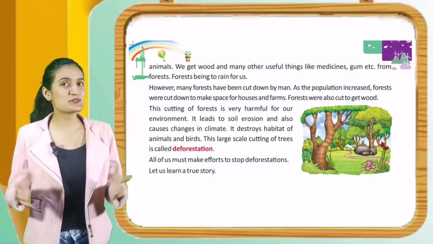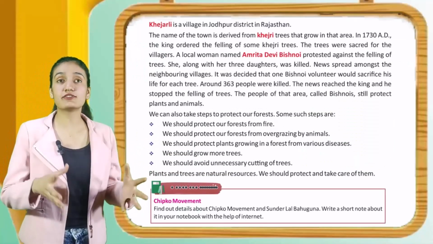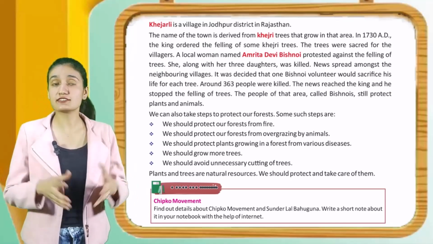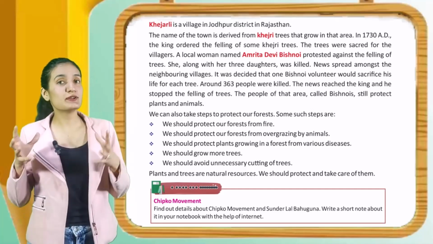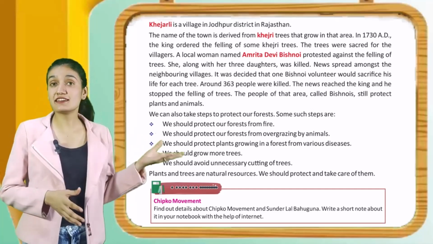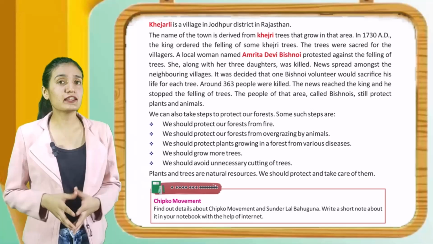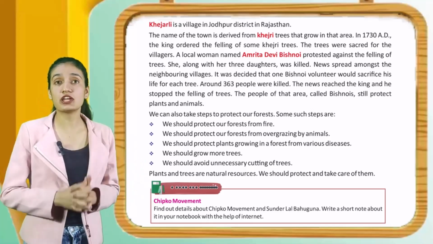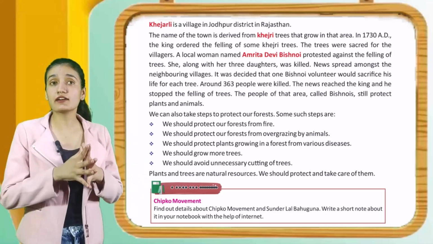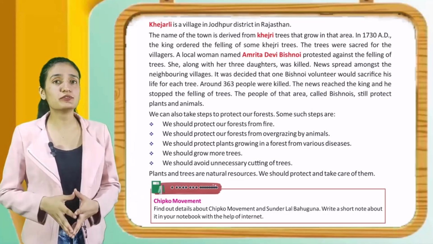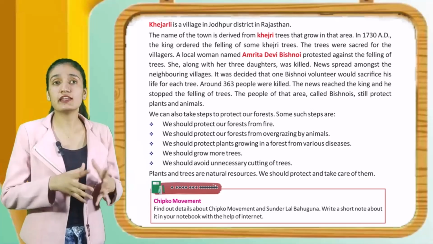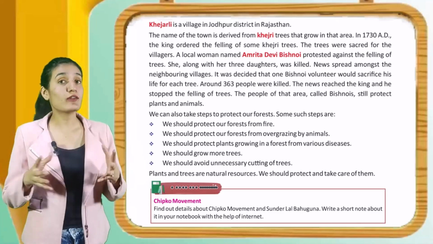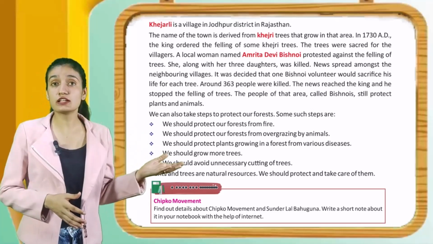Let us learn a true story. Khejarli is a village in Jodhpur district in Rajasthan. The name of the town is derived from khejri trees that grow in that area. In 1730 AD, the king ordered the felling of some khejri trees. The trees were sacred for the villagers. A local woman named Amrita Devi Bishnoi protested against the felling of trees. She, along with her three daughters, was killed.